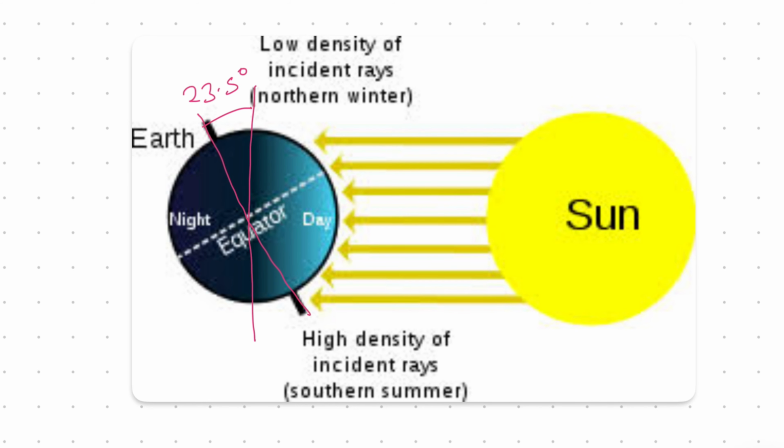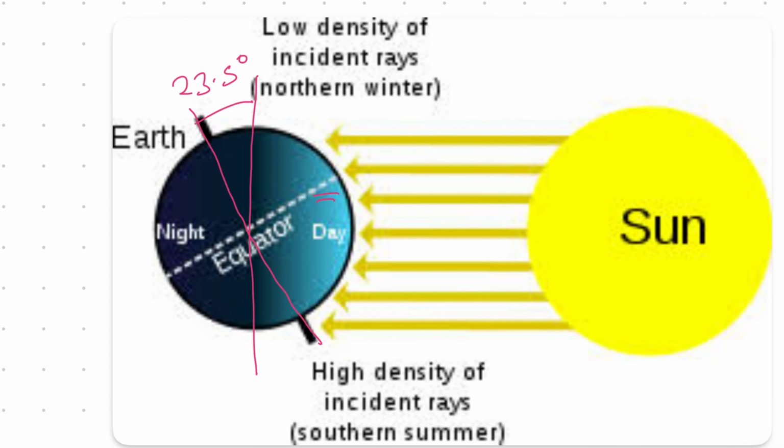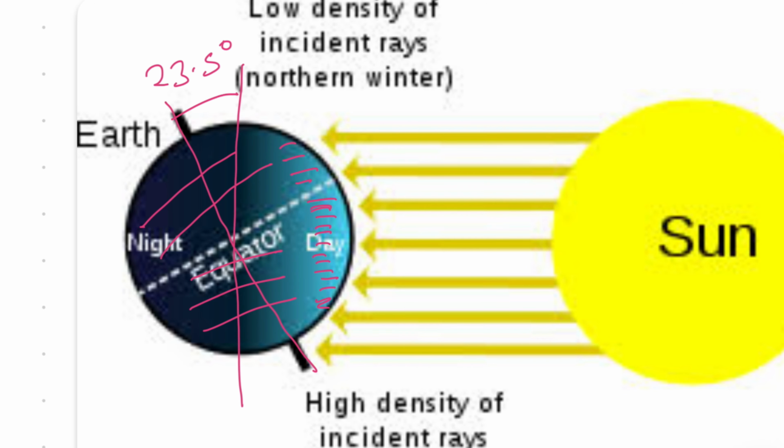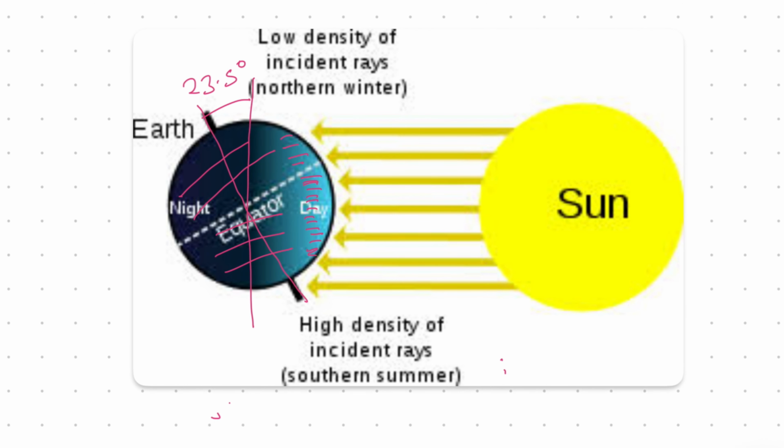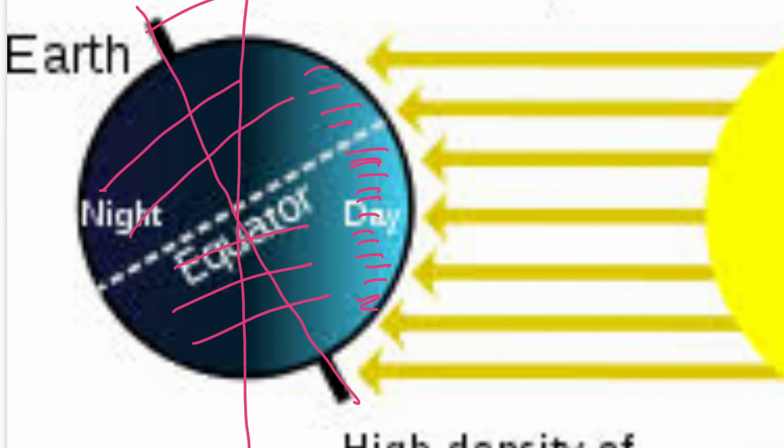23.5 degrees. Yes, Earth is nearer to the sun, but it is like this. So the southern hemisphere is getting more density of sun rays, and the northern hemisphere is getting less density of sun rays. So that's why there is winter in the northern hemisphere and summer in the southern hemisphere around January, February and December. I hope you got this concept of tilt. So there will be winter in India because India lies in the northern hemisphere, and summer in Australia because Australia lies in the southern hemisphere around this time, January, February and December.